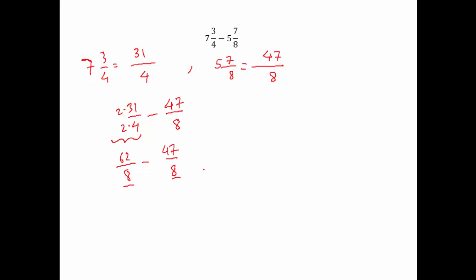Now they have the same 8 here. You can put them here, 62 minus 47, right? And 62 minus 47 gives you 15 over 8. So this is your result.